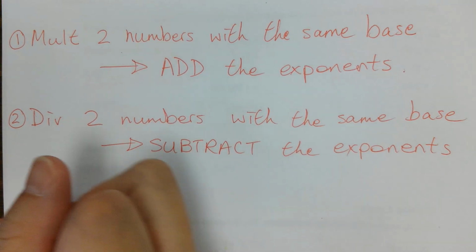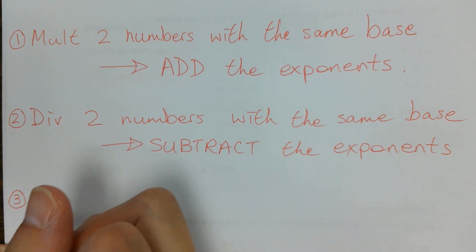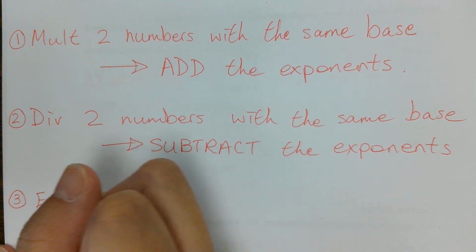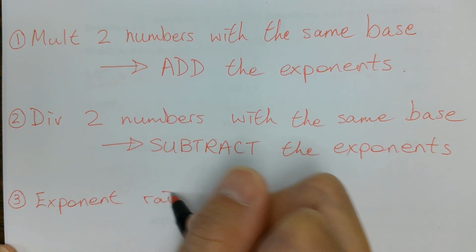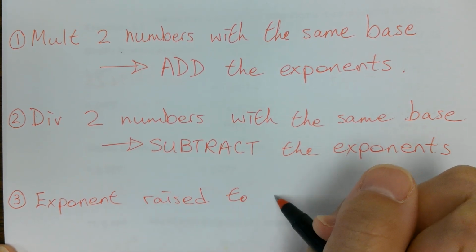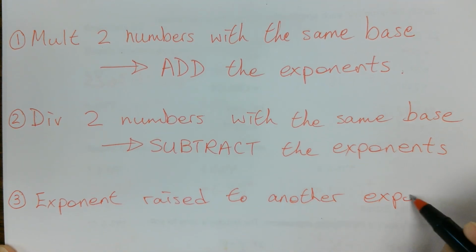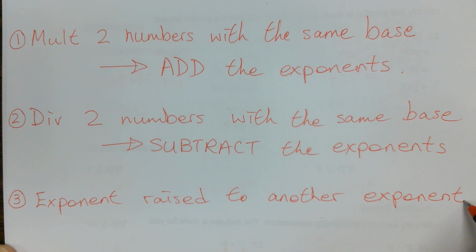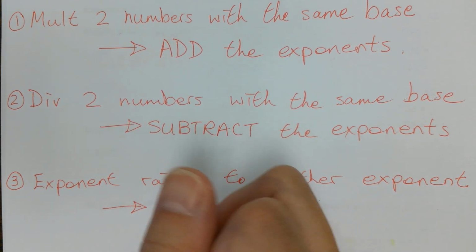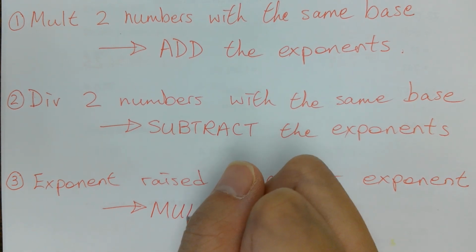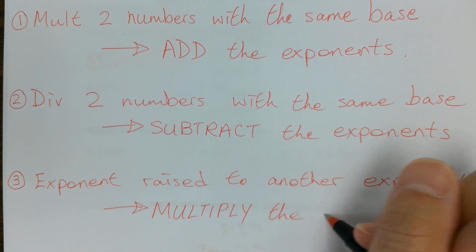And the last one, when you have an exponent raised to another exponent, what do you do to the exponents? Multiply. Multiply the exponents.